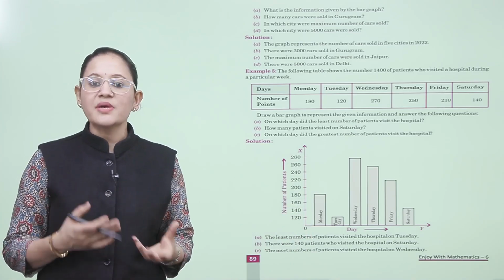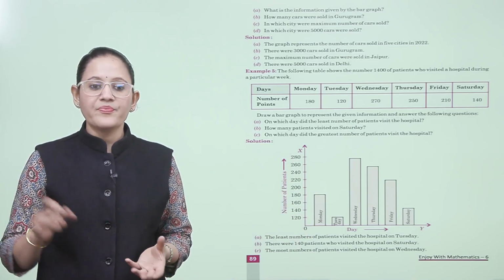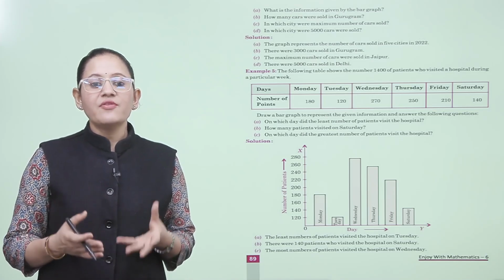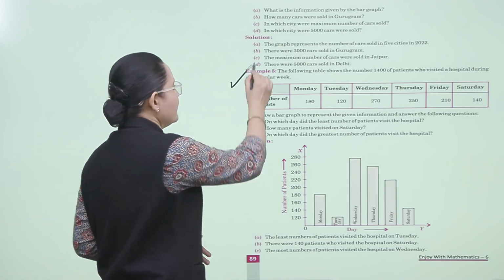In which city were the maximum number of cars sold? The maximum number of cars were sold in Jaipur. In which city were 5,000 cars sold? There were 5,000 cars sold in Delhi. Now we'll take example 5.